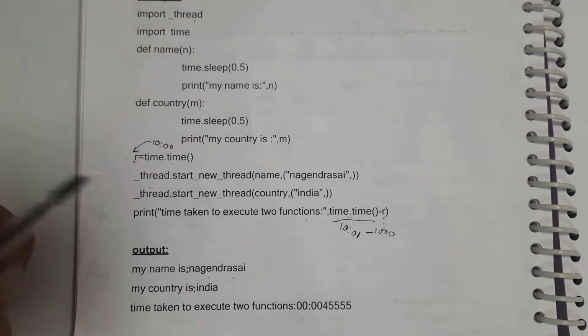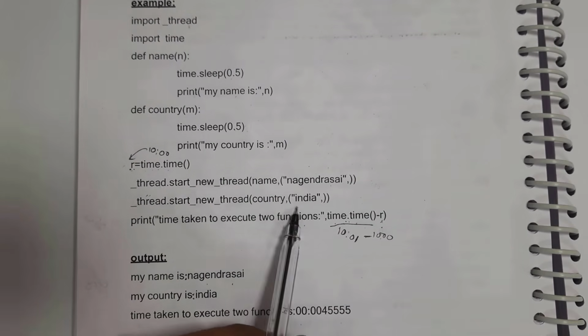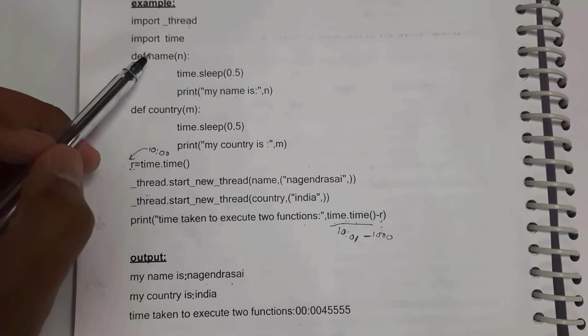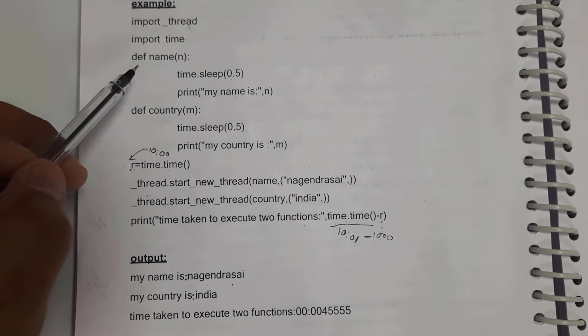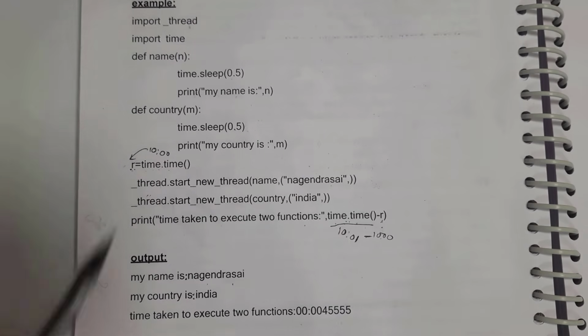That is, whenever you write here _thread.start_new_thread with name Nagendra and country India, it will execute these two functions at a time. Within 1 second, it will execute this name function and country function. So the time taken is only 1 second. In order to save time, we can use the thread module. By using the thread module, we can execute functions concurrently within the program.